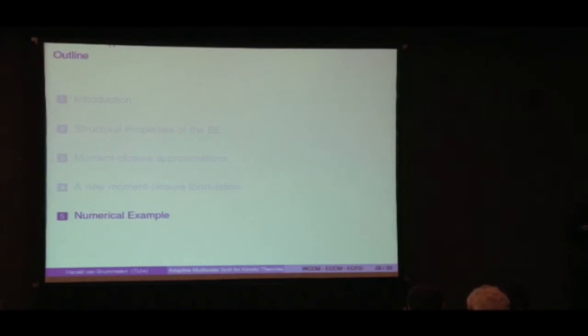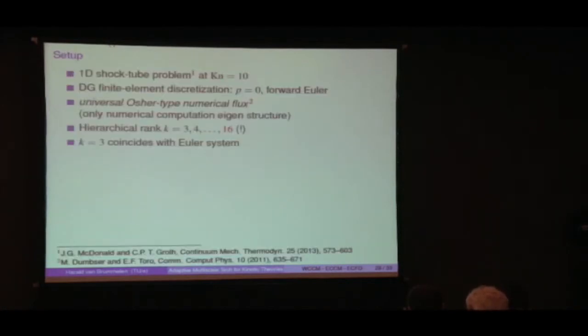So some numerical examples based on the approximation that I just introduced. It's for a 1D shock tube problem. The Knudsen number is 10, so this is a relatively high Knudsen number. These are hyperbolic systems, or almost hyperbolic systems, so this calls for a discontinuous Galerkin. At this stage, we do piecewise constants, so P0, forward Euler in time.